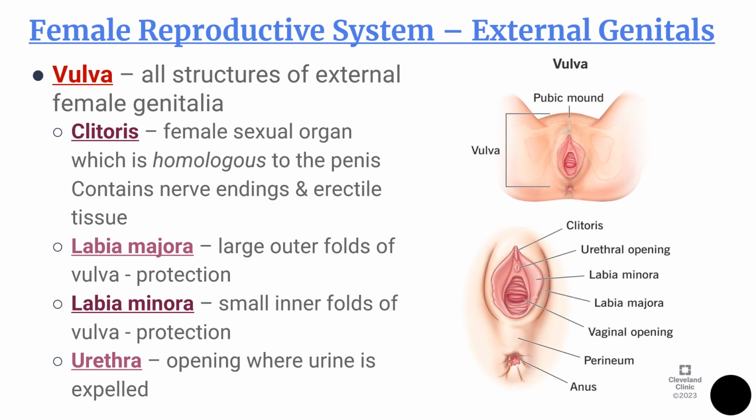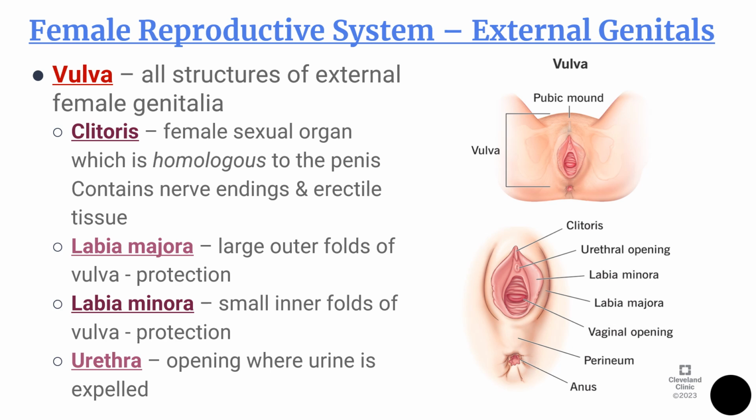We also have labia majora. These are going to be the large outer folds of the vulva. These serve to protect the opening and all of the tissues within. We also have the labia minora. These are going to be the small inner folds of the vulva. These also serve for protection. And then we have the urethra. This is going to be the opening where urine is expelled.